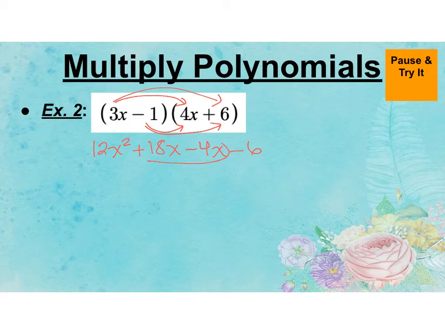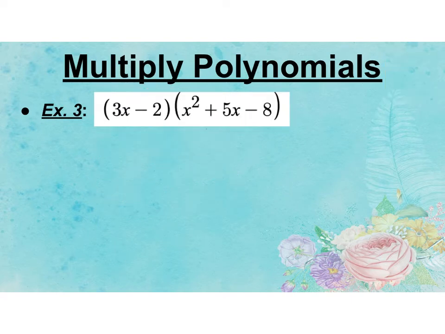I can combine my middle terms. So I have 12x squared. 18 minus 4 is 14x minus 6. Final answer, it's another quadratic trinomial, and my leading coefficient is 12.